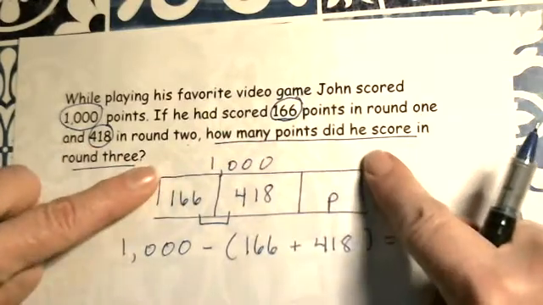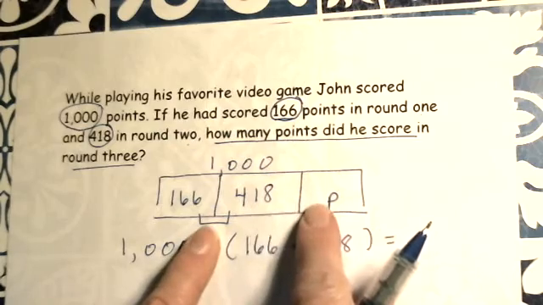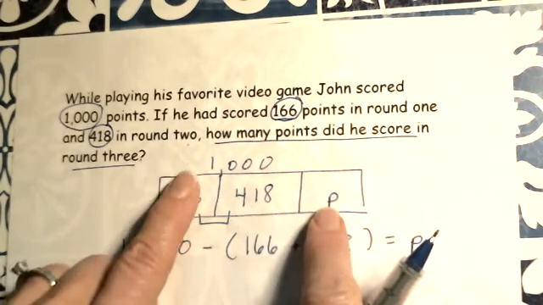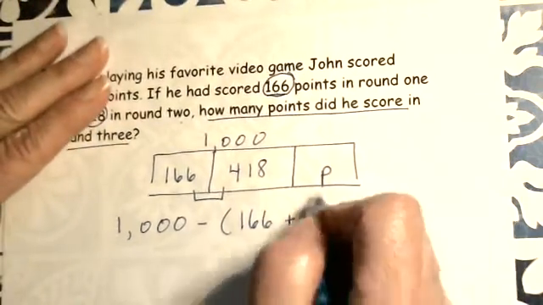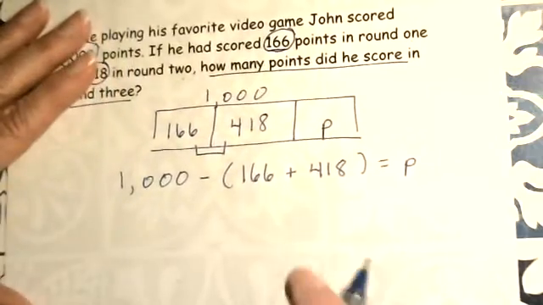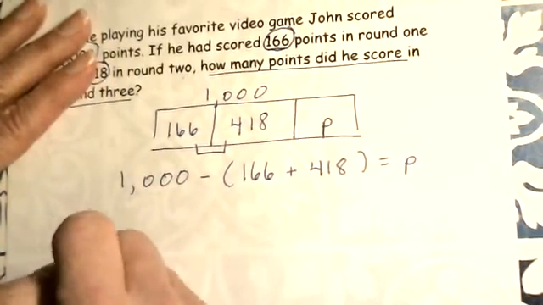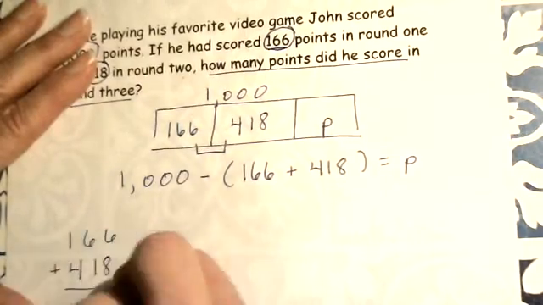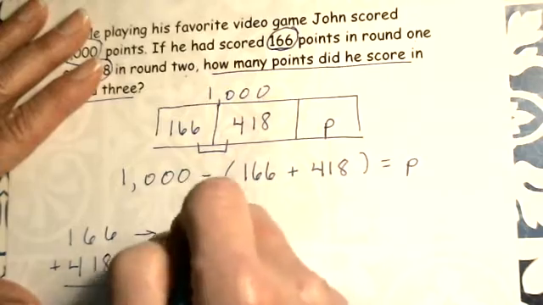When they give you the total, you can make a model showing breaking up the parts that they have: round 1, 2, 3. All right. So I'm going to do the 166 plus 418 first. 166 plus 418. And I'm going to do the expanded form way.